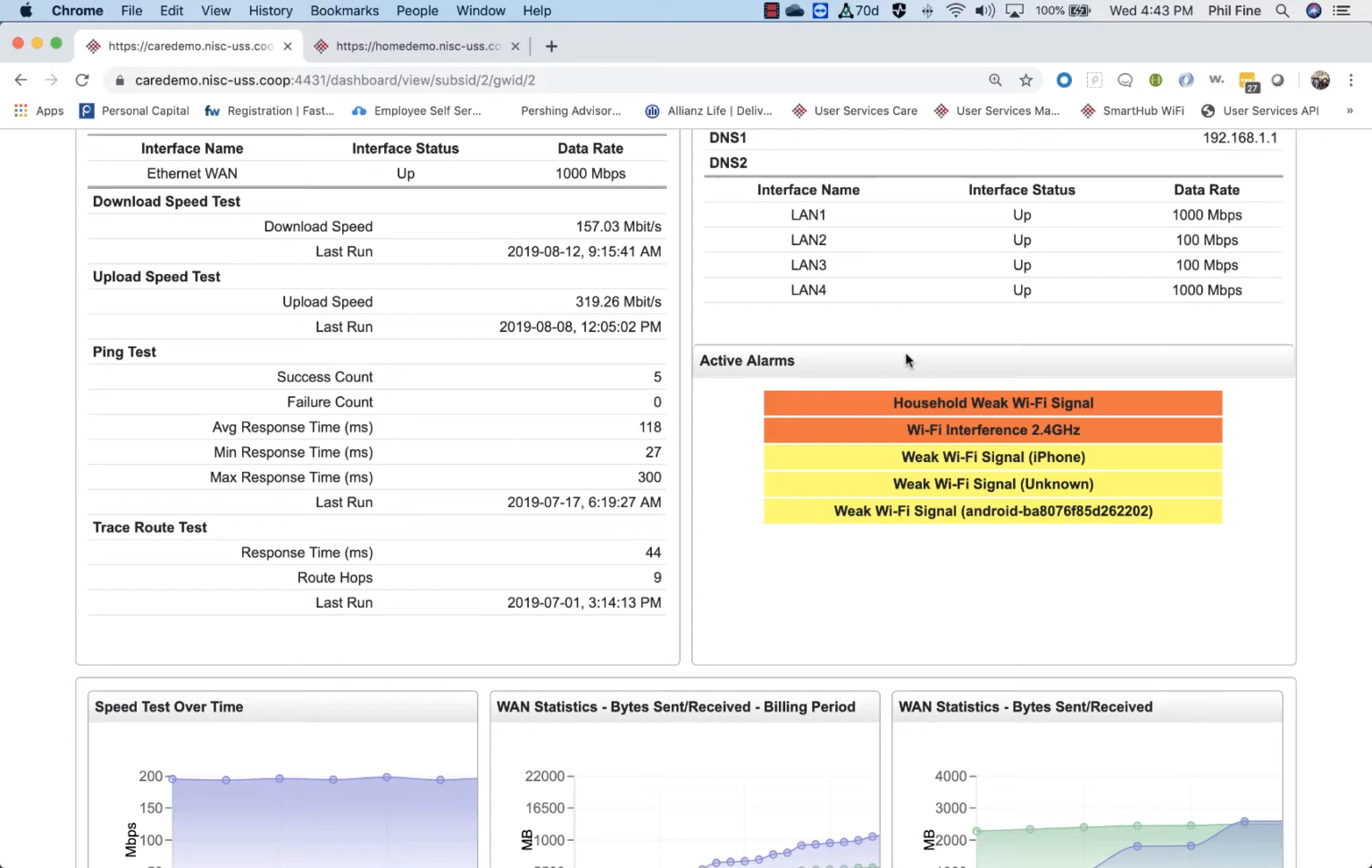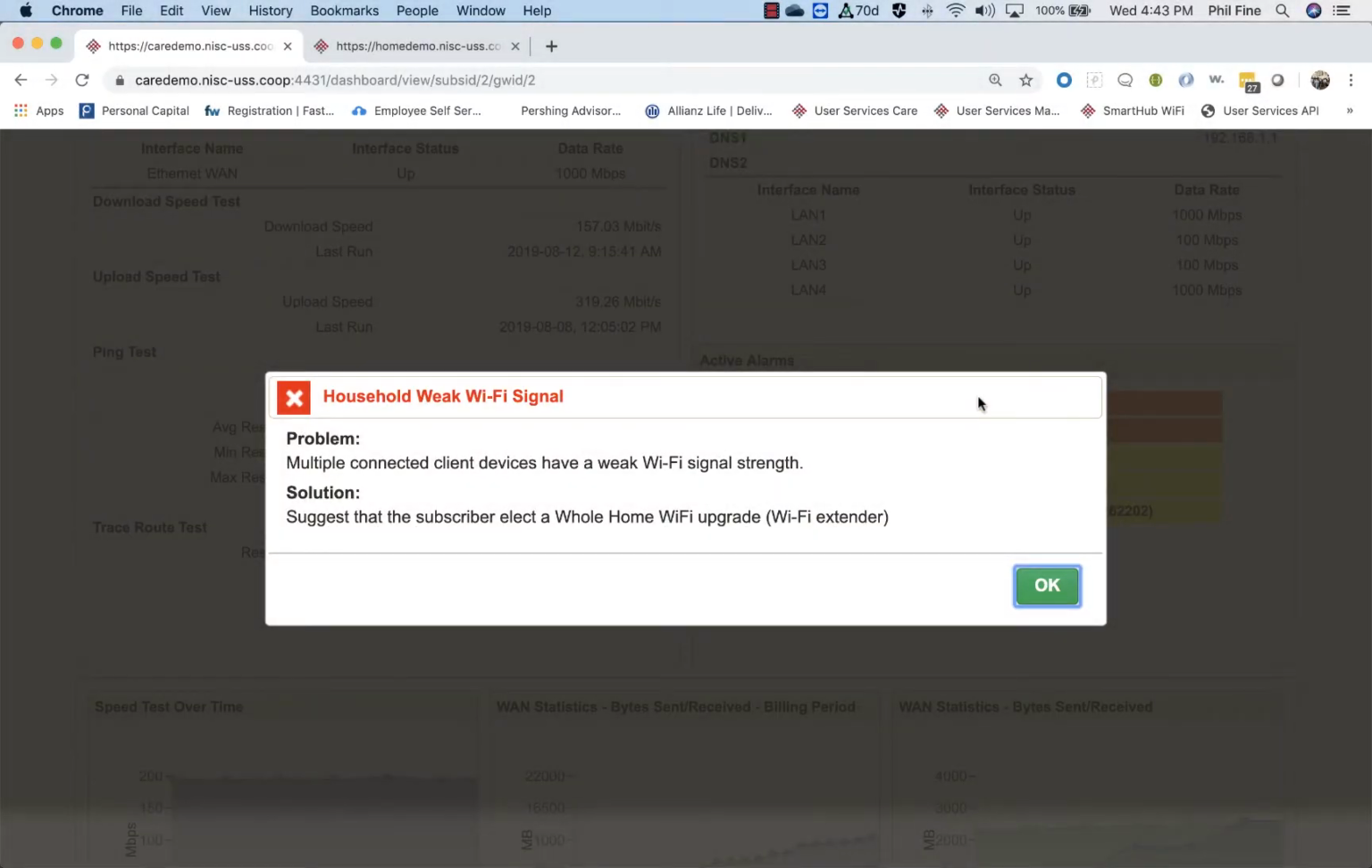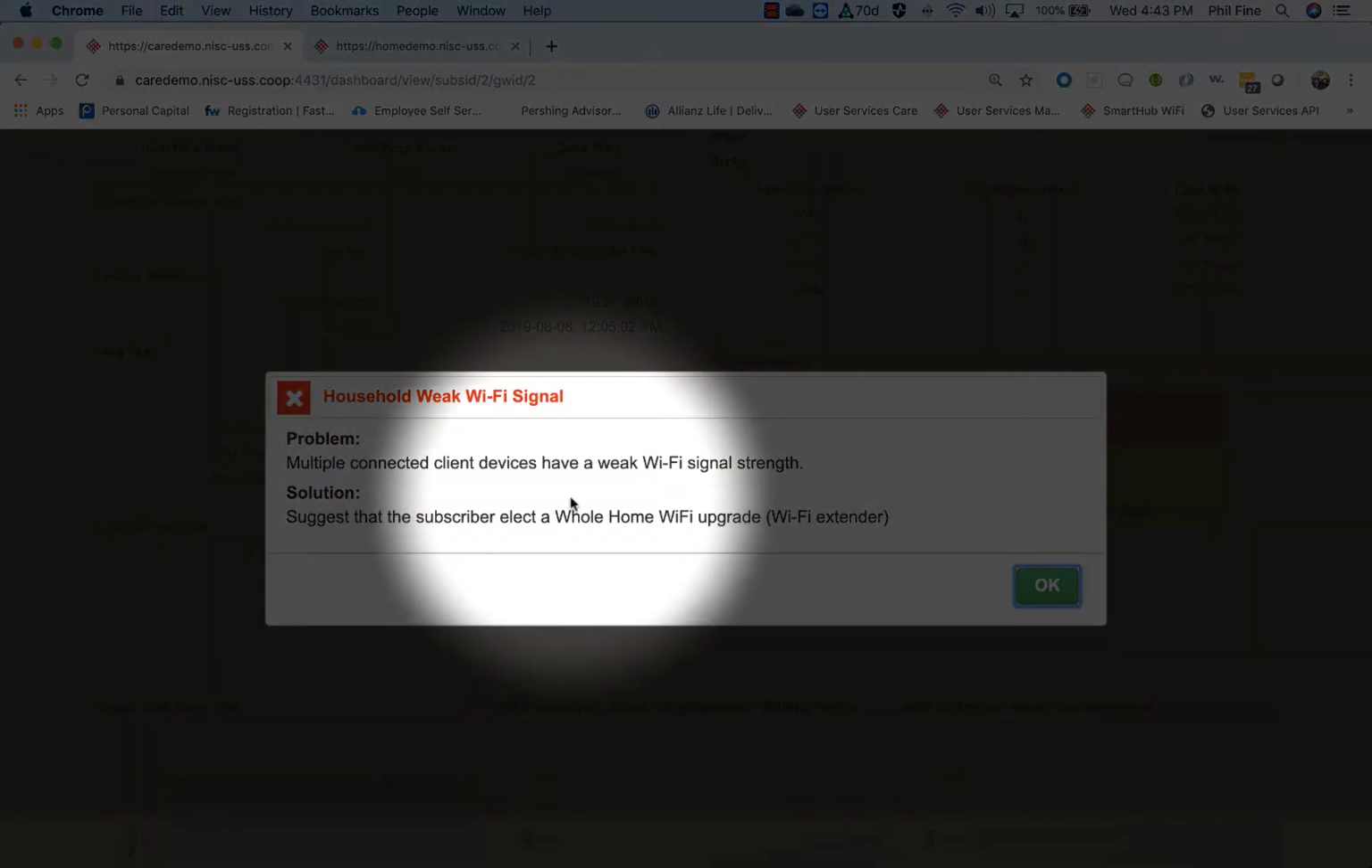In this example, there are several Wi-Fi related alarms in the active alarms portlet, including interference and multiple devices indicating a weak Wi-Fi signal. The user services system has identified a household-wide issue and generated a new alarm. When the user clicks on the alarm, they are taken to a description of the problem and provided a suggested solution, which in this case is to have the subscriber elect a whole home Wi-Fi upgrade.